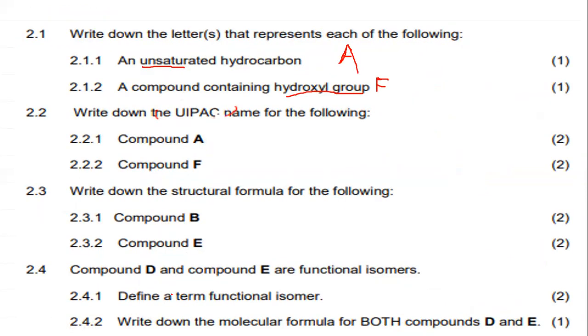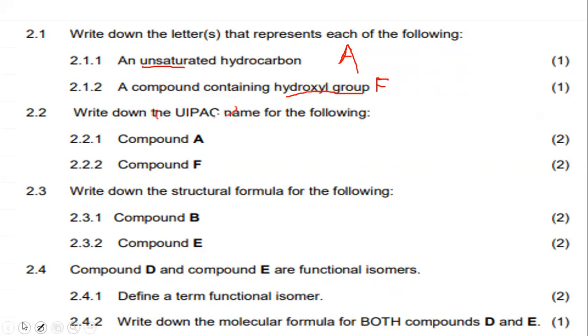Define a term functional isomer. By now you should know functional isomer: organic compounds with the same molecular formula but different side chain, substituent, or functional group. So that would be your functional isomer. Okay, so now it would be a functional isomer. Write down the molecular formula of both compounds D and E.